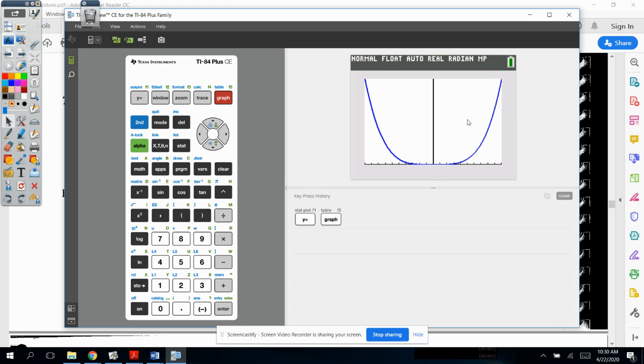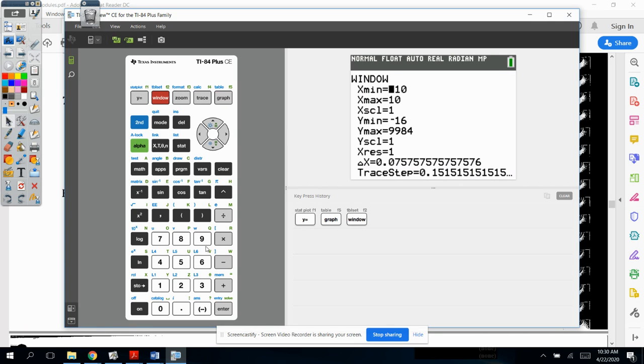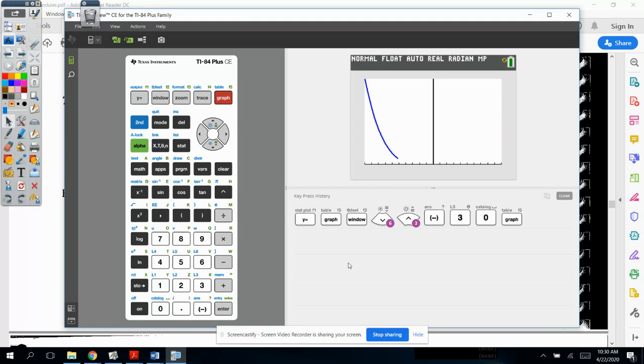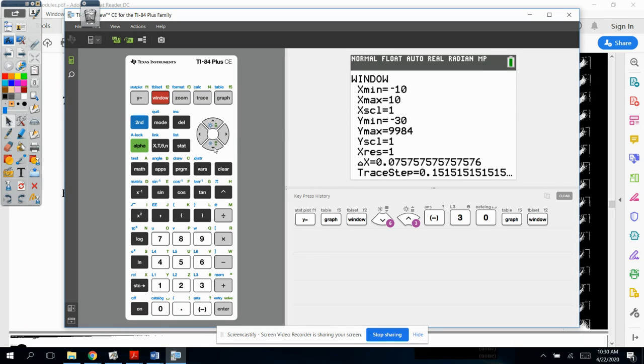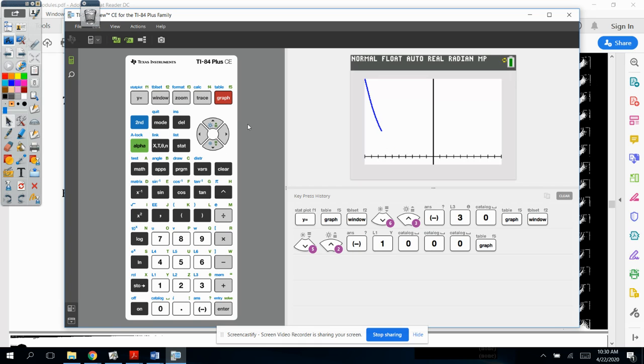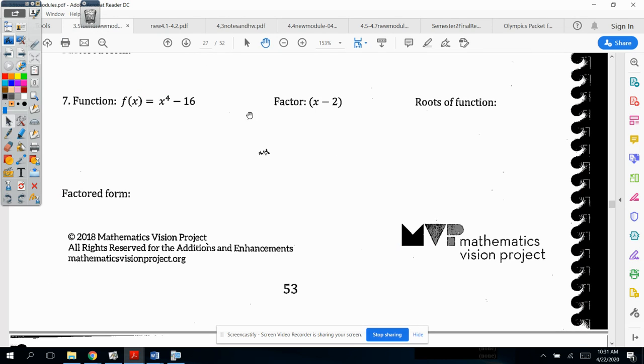Anyway, if you are to graph it, and that's the zoom fit, you can see that it's a U-shaped curve. You can adjust your window a little bit and maybe go down, like to negative 30. I still can't see it. I think it's because the Y max is so big. Yeah, because it will just be below it. They're making sure you see that that's all the curve right there. Okay, so we do see the whole picture.